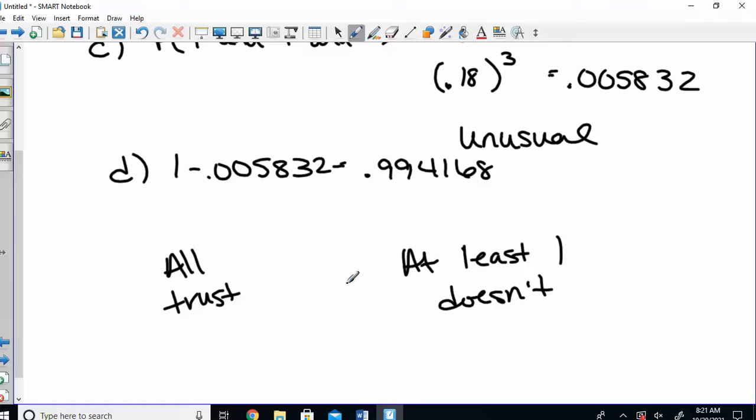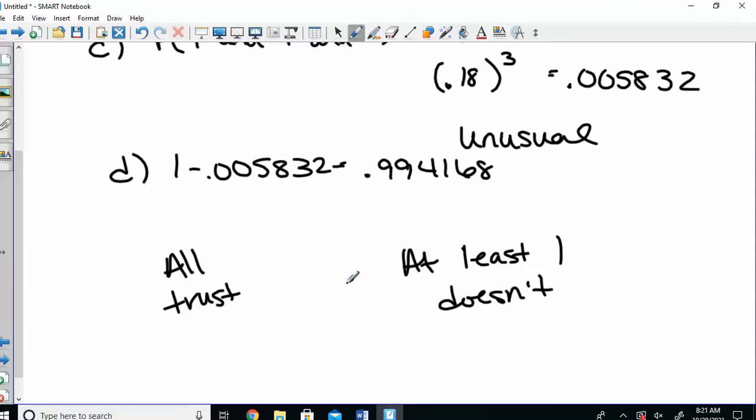Why wouldn't the opposite be none trust? Because then where would you put the group where one person does and two people don't? So even though the at least one could be 1, 2, or 3, there's only 2 options, so we can do the complement. Okay.